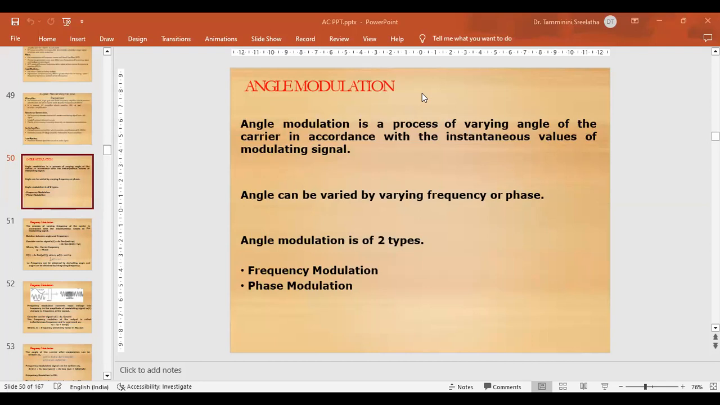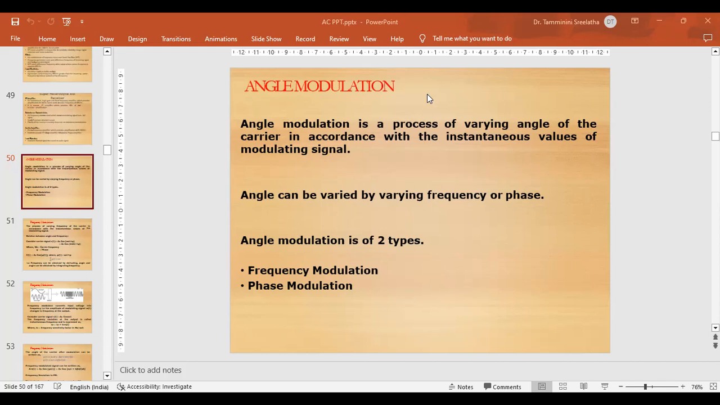As in previous sessions, we have gone through amplitude modulation. In today's session, we will see about angle modulation, where angle modulation is a combination of frequency modulation and phase modulation. Angle modulation is defined as a process where the angle of the carrier signal varies in accordance with the instantaneous value of modulating signal.